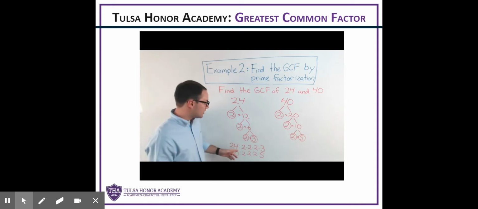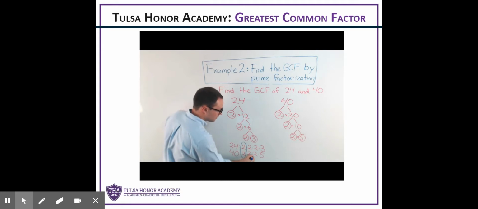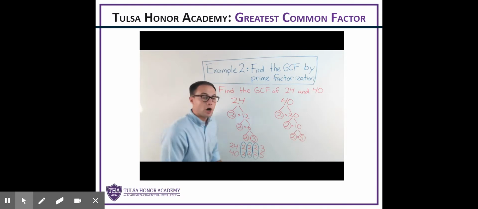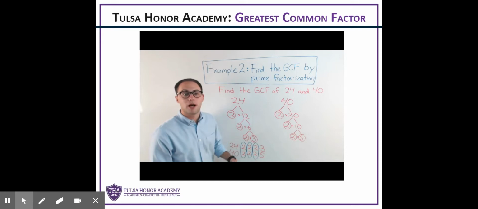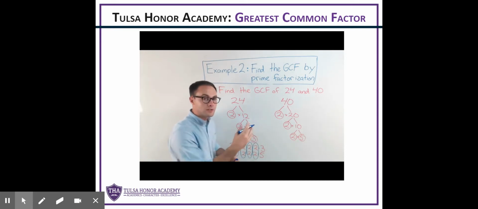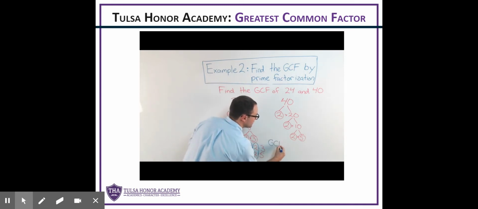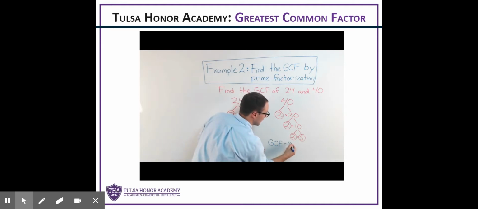Now, all I need to look at is what prime numbers are in common for both of the prime factorizations. So you can see they both have a 2, they both have another 2, and then they both have a third 2. So all we have to do to find the GCF now is multiply. So they've got 1, 2, 3 2's in common. So 2 times 2 is 4 times 2 is 8. So again, the GCF of 24 and 40 is 8.